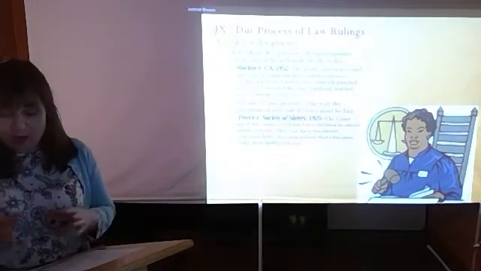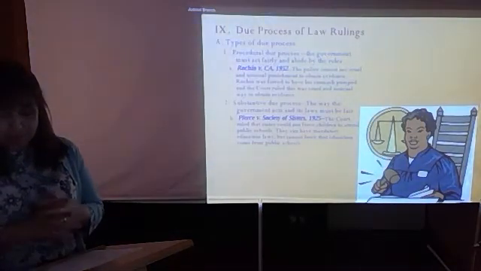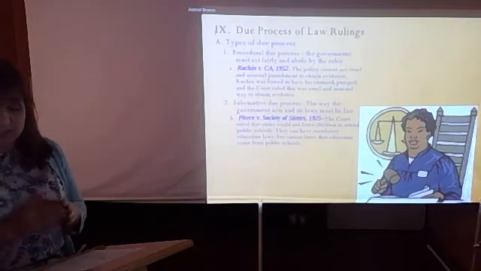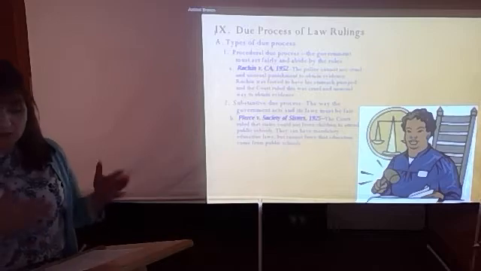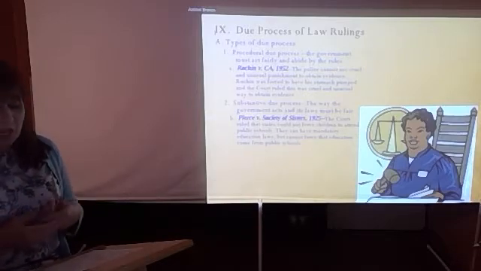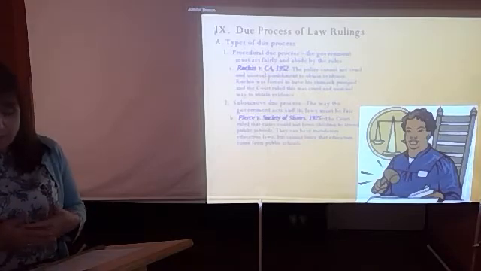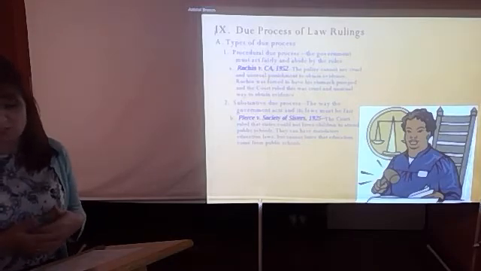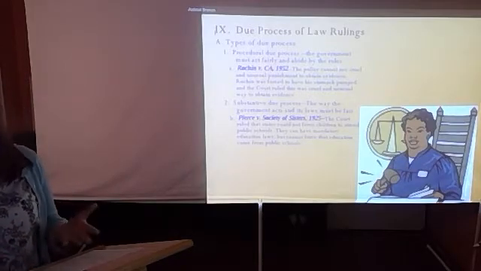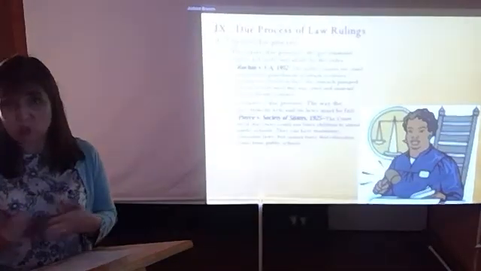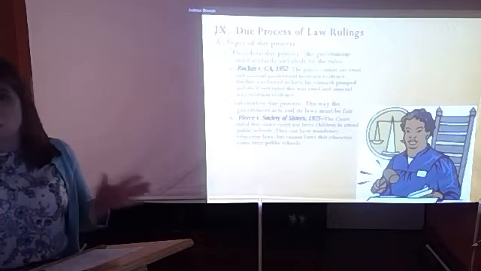All right, so we're going to talk about due process right now. There are two different types of due process. There's procedural due process, and this says that the government must act fairly and abide by the rules. In Rochin versus California in 1952, this was a case where it said that police cannot use cruel and unusual punishment to obtain evidence. Rochin was actually forced to have his stomach pumped, and the court ruled that this was a cruel and unusual way to obtain evidence. Apparently, he had swallowed some of the evidence, or the police believed he had, and they had his stomach pumped, and the court said, no, you can't do that.